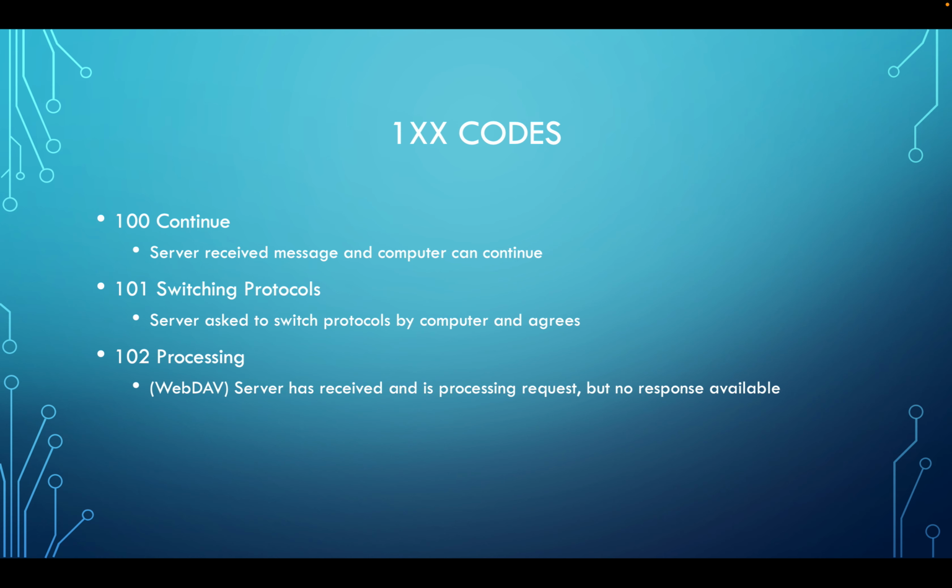It's WebDAV, basically used for editing, where the server has received a request and is processing it, but no response is available right now. WebDAV is basically where the user can edit on the server directly. 103 is Early Hints. It's used to return some response before the final message, basically returning some things before the actual message is returned.